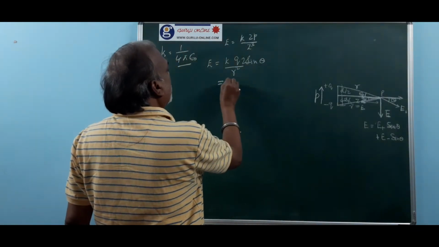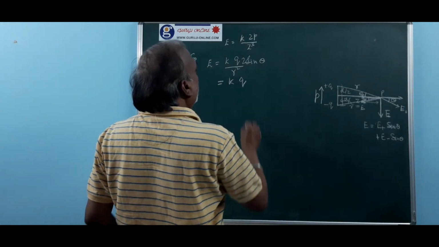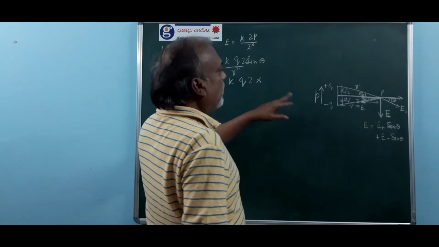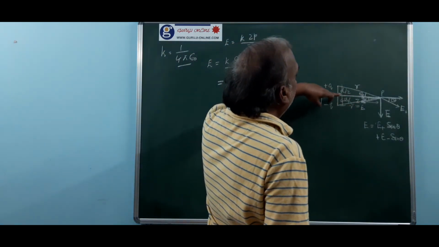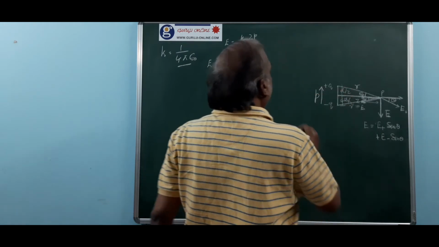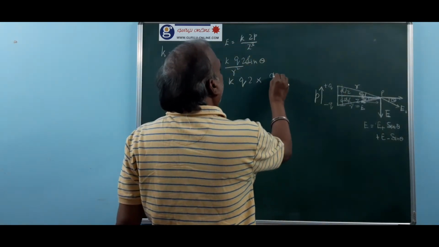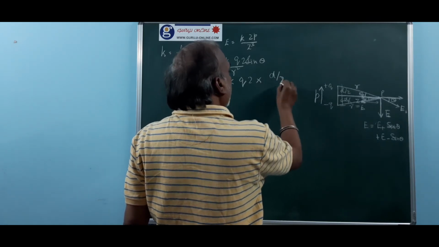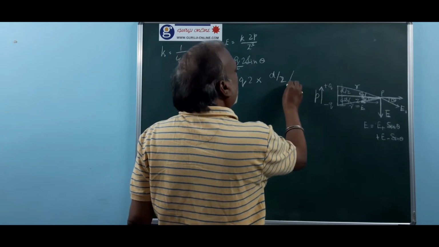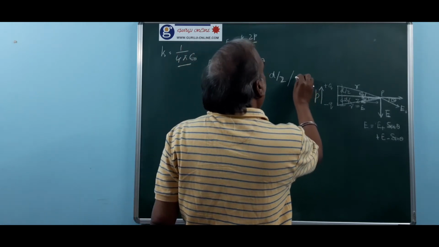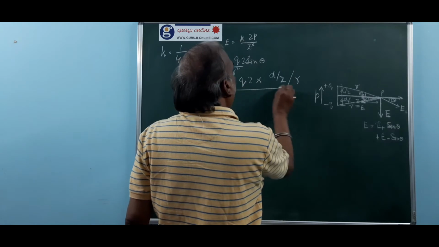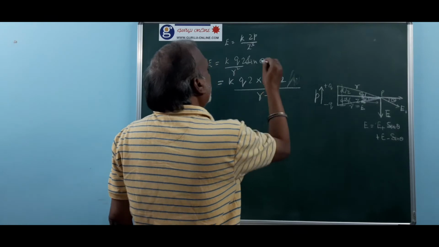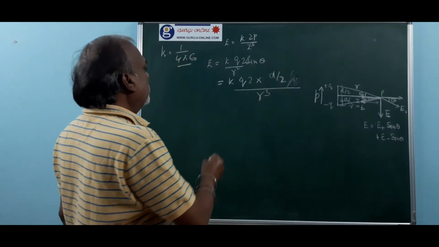Okay. So this will be nothing but KQ. Now 2 into what about sine theta? Sine theta is nothing but this divided by this. That means d by 2 divided by your R, and this is R square. So you can write it as R cube. Correct?